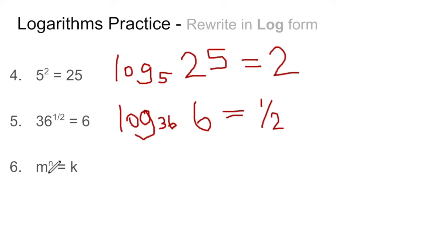Let's look at the next one. M raised to the n power equals k. All right, so let's see. Log, what's our base? M. M is the base, right?